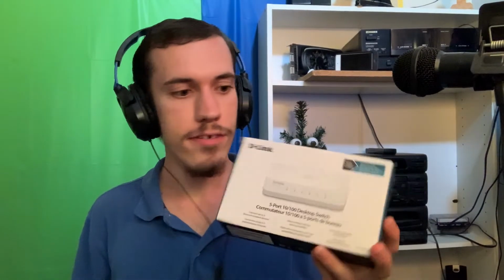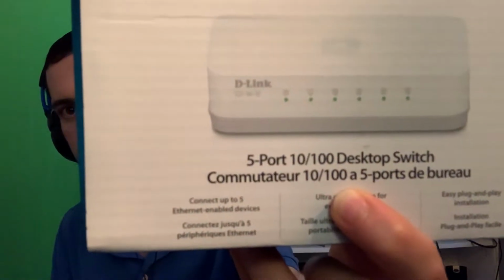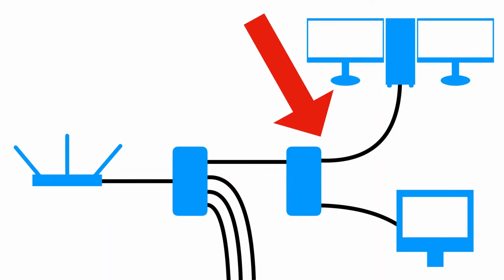Now, this isn't actually the box for it. This is a box for a different one, but it's very, very similar. 10/100. And I confirmed that, yes, that one is actually 10/100 as well. That's an issue. That is where the bottleneck is. If you go back to this diagram, both of these computers are both connected to this slower switch.